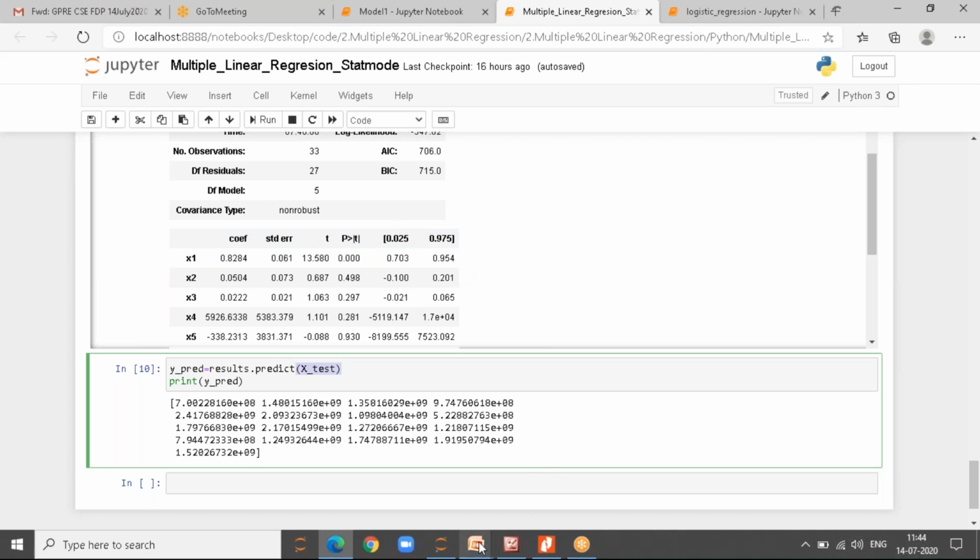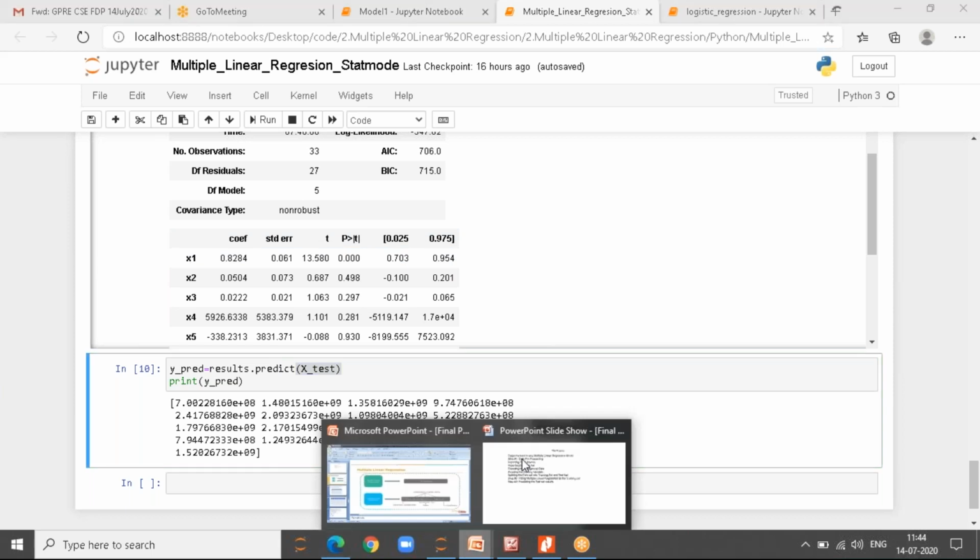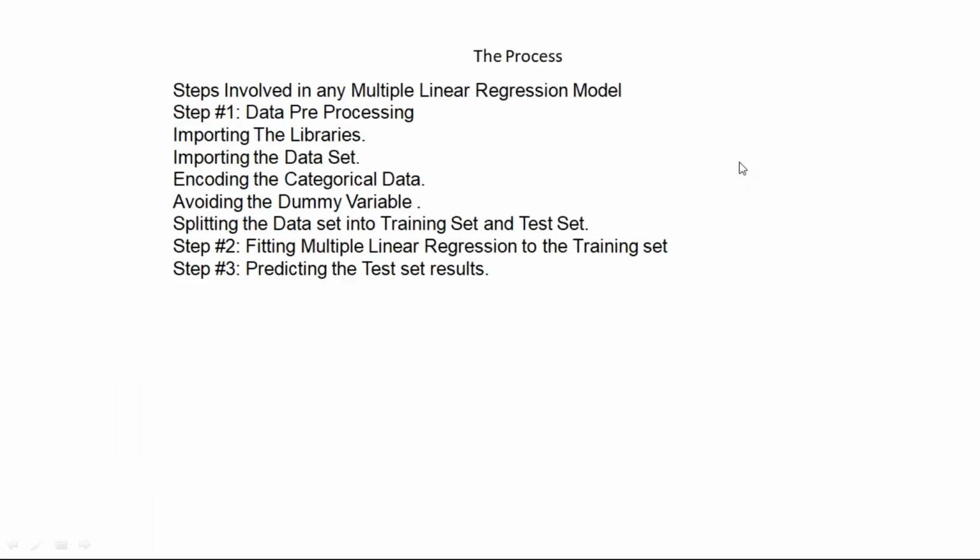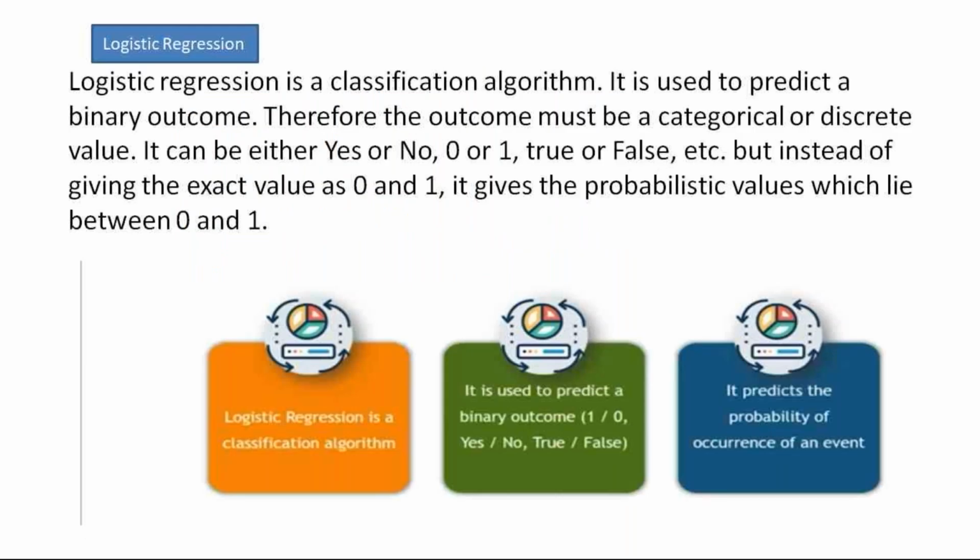So next, this is the overall process. The overall process has been summarized like this. And the next topic that I would like to talk on is logistic regression.